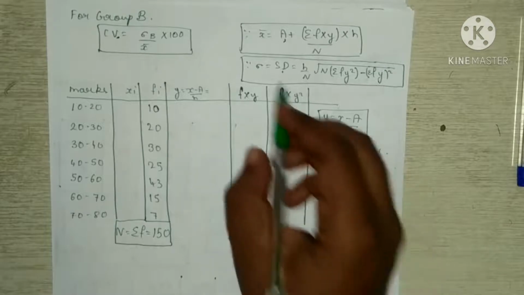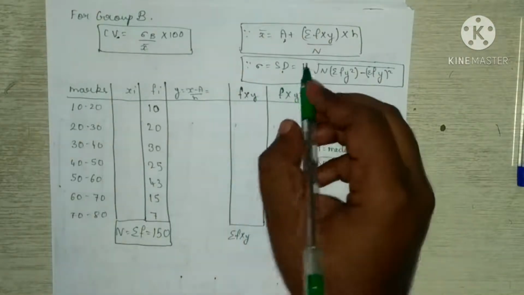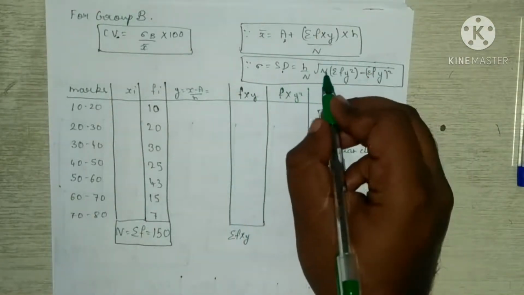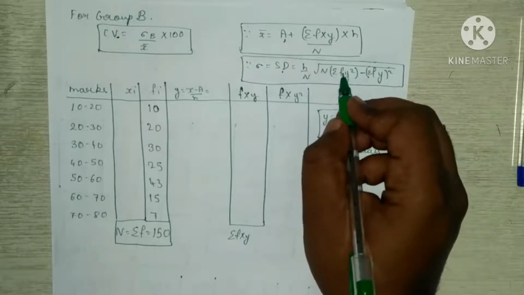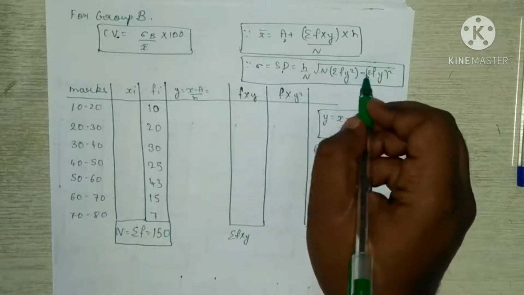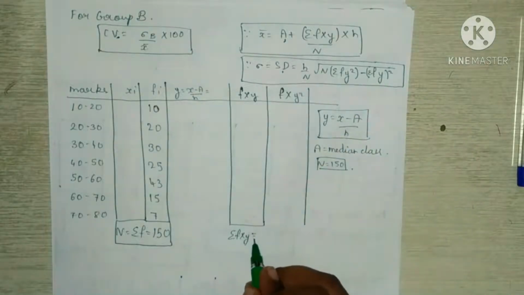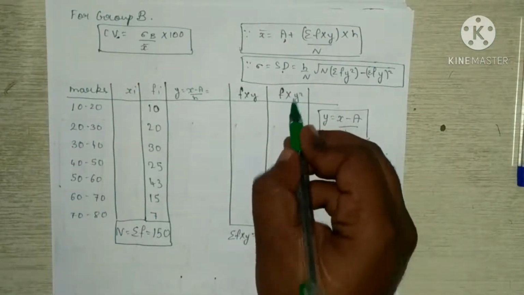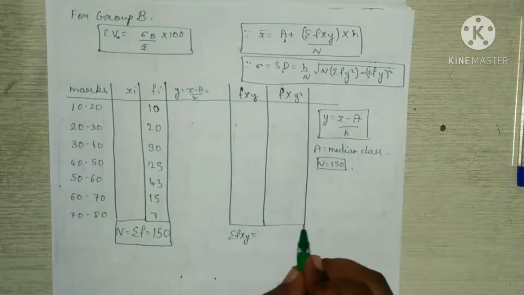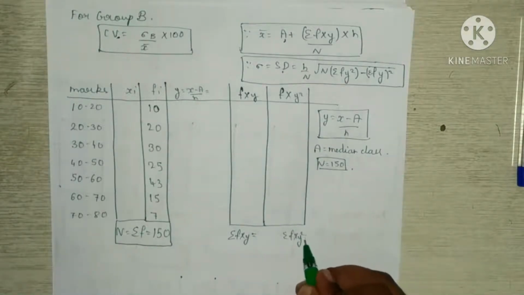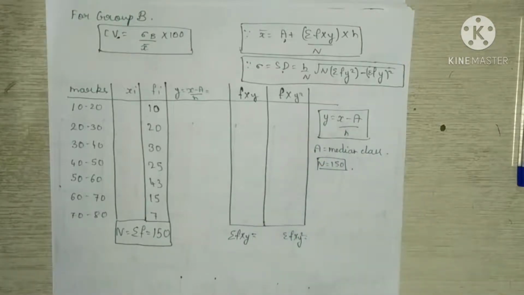Okay, next, standard deviation sigma is equal to h by n root over n into summation f into y square minus summation f into y. Summation f into y is done. Summation f into y square we need to find.